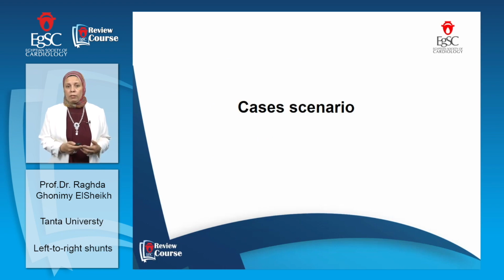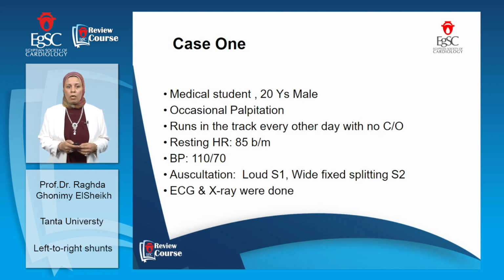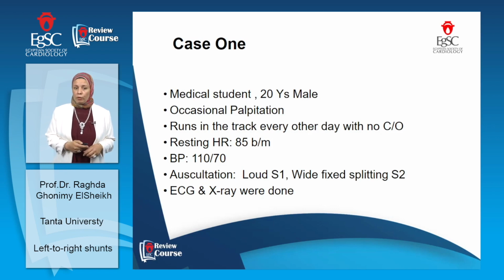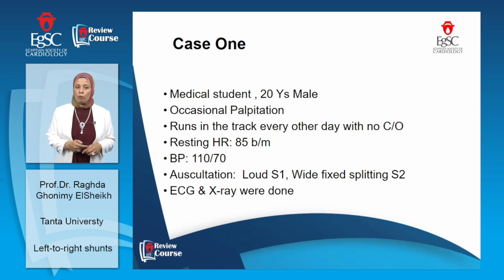To make it more interesting, we will discuss the different types of shunt in the form of case scenarios. Our first case is a medical student, 20 years old, male, complaining of occasional palpitation. He runs on the track every other day without complaint. His resting heart rate was 85 beats per minute, blood pressure 110/70. By auscultation, we found an accentuated first heart sound with fixed splitting of the second heart sound.